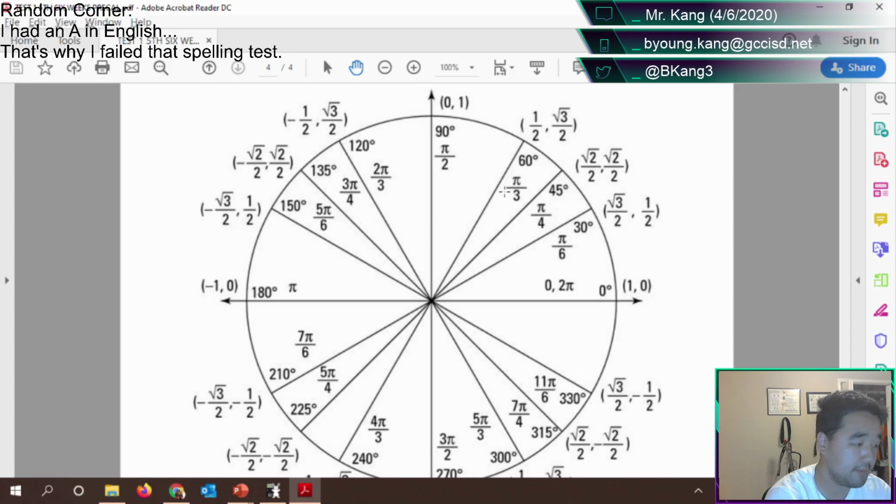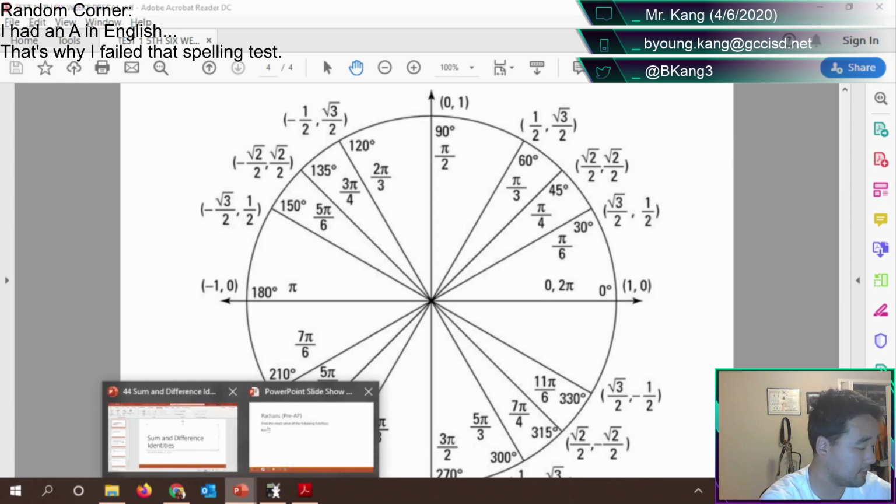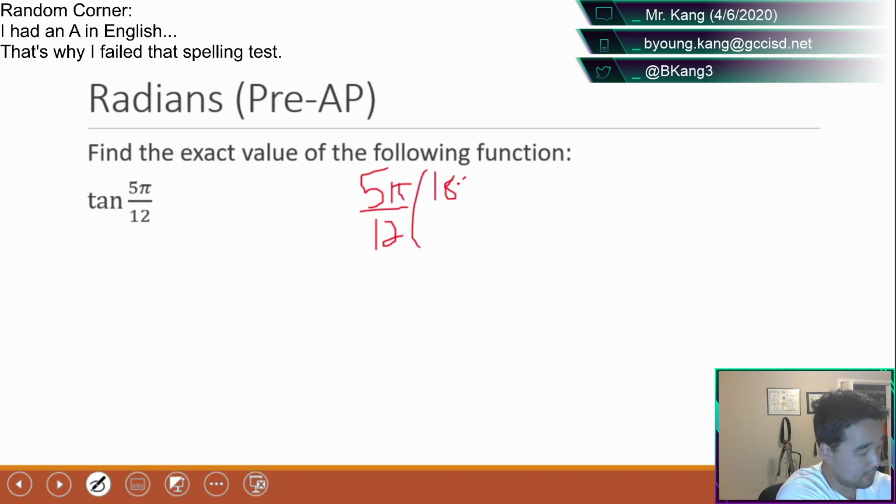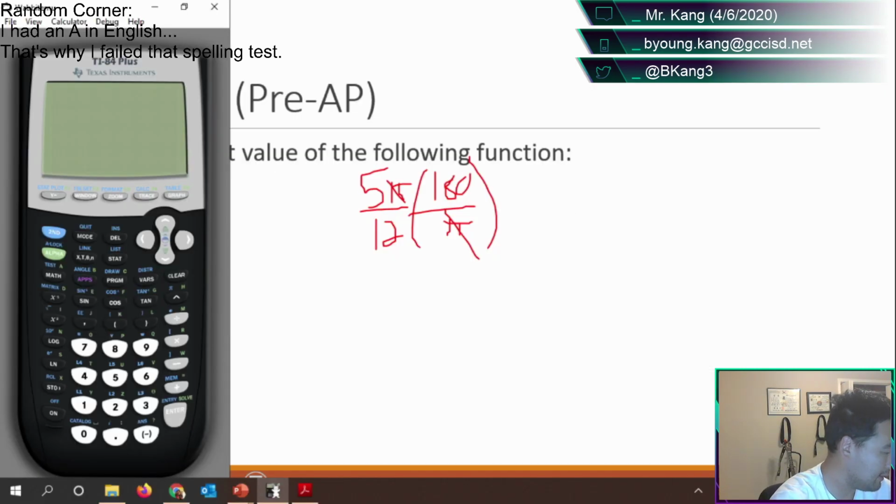Okay, so this is mostly pre-AP only, so regular doesn't have to worry about this. Oh, I guess the other way too. Okay, so you got 2 options here. The other thing you can do is just convert the radians into degrees, and then just do the problem in degrees. So remember to convert radians to degrees: multiply by 180 over pi. Pi's cancel out, so you just have to do 5 times 180 divided by 12. Yeah, I guess that's easier for y'all.